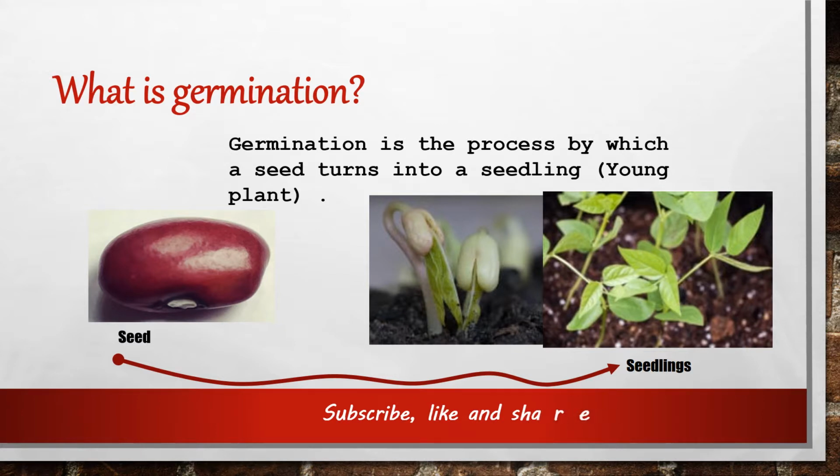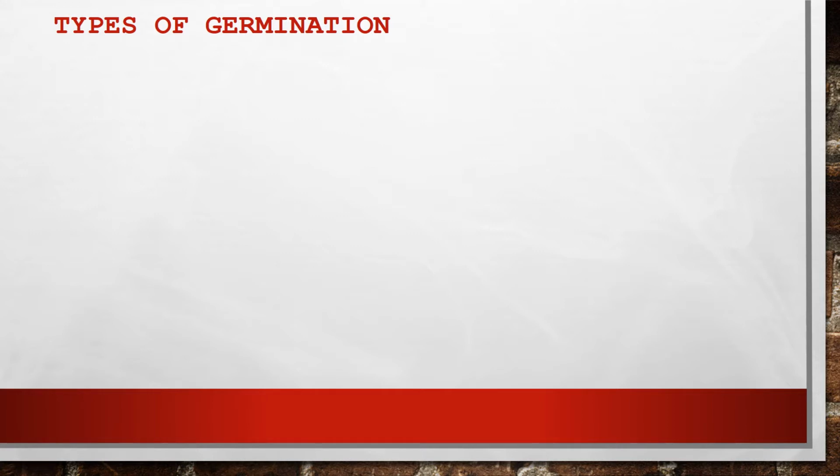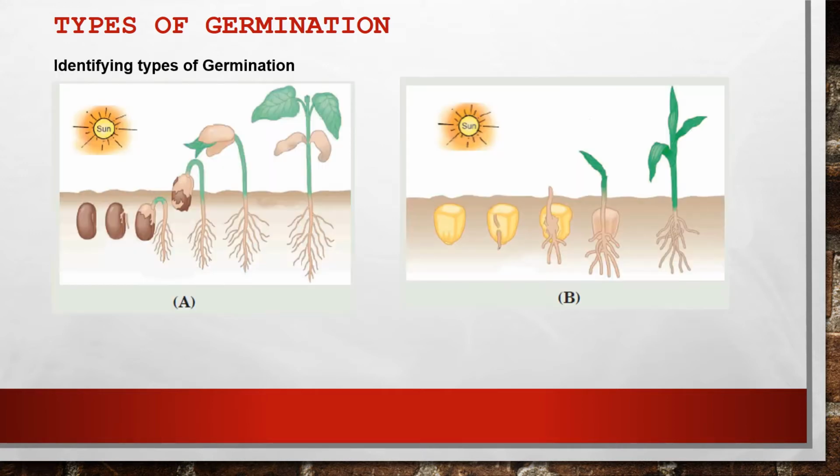But what are the types of seed germination? Are all seeds germinating the same way? Of course not. Let's look at the types of seed germination. Here we have two pictures, picture A and picture B. What do these pictures represent? And what difference do you observe? Are they the same? Are they different? Can you tell the difference in the ways the two seeds germinate?